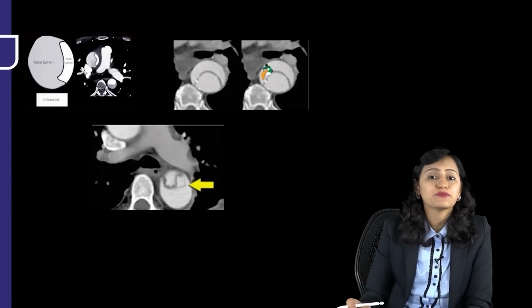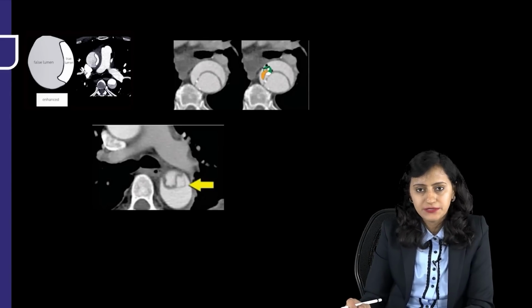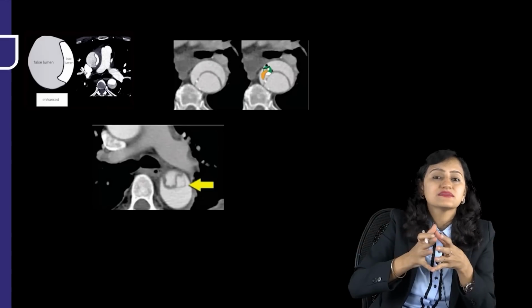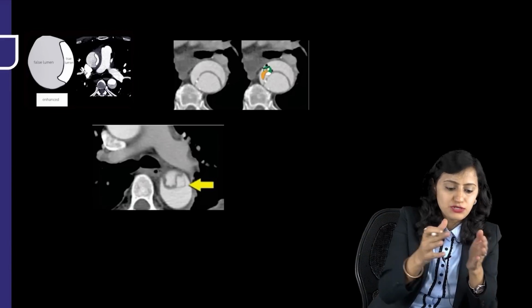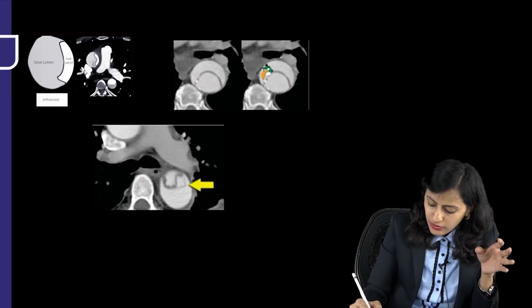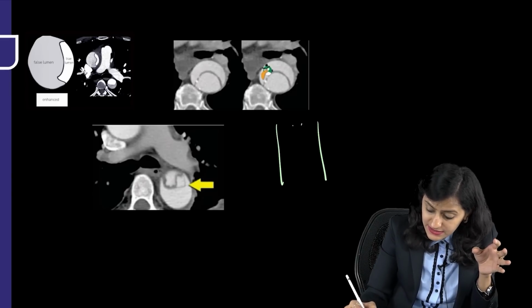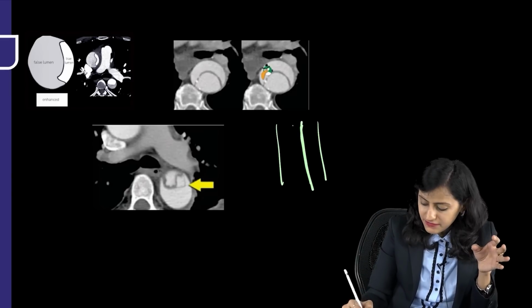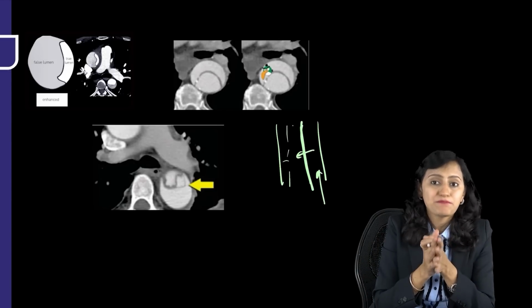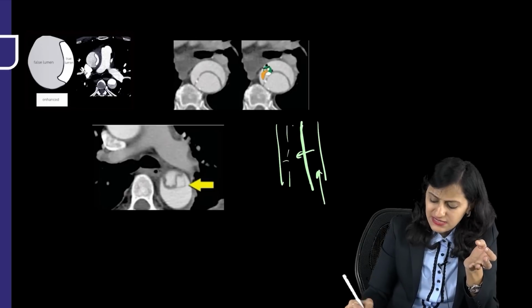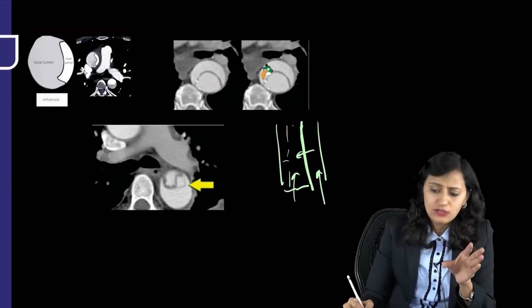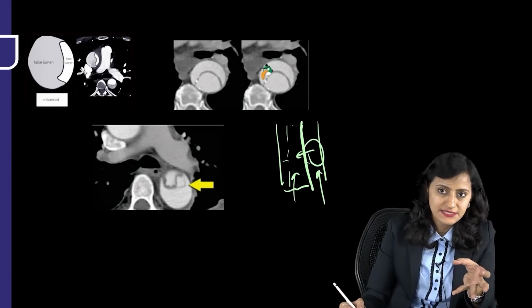Now, how do you differentiate which is the true lumen and which is the false lumen? The true lumen is the one which will expand in systole. When the blood is pumped into it, it will expand, while the false lumen will be compressed. If this is the aorta and this is the intimal flap, the blood flowing in with great pressure will expand this, which means this will get compressed. The false lumen is generally the larger one. It is less contrast dense because the blood flow is slow. The true lumen is more contrast dense.